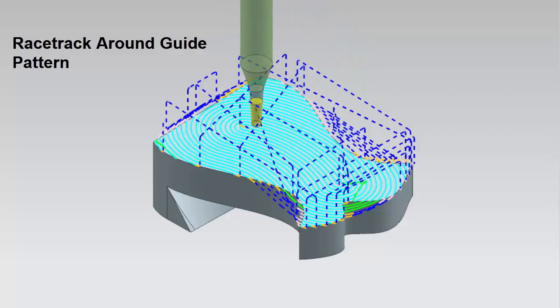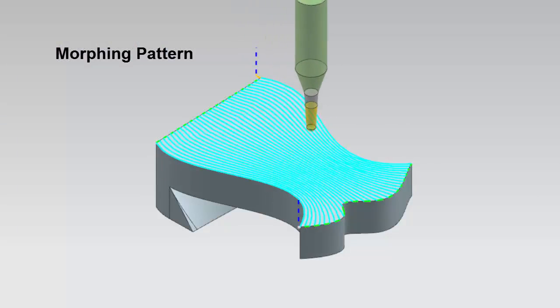Variable axis guiding curves can work on very complex shapes. In this case, we'll use a simple part to make it easier to understand.